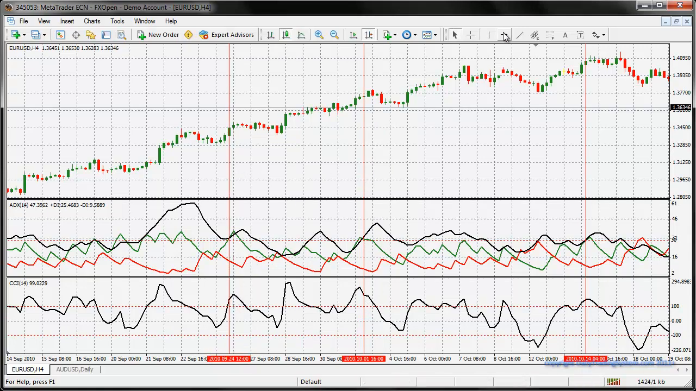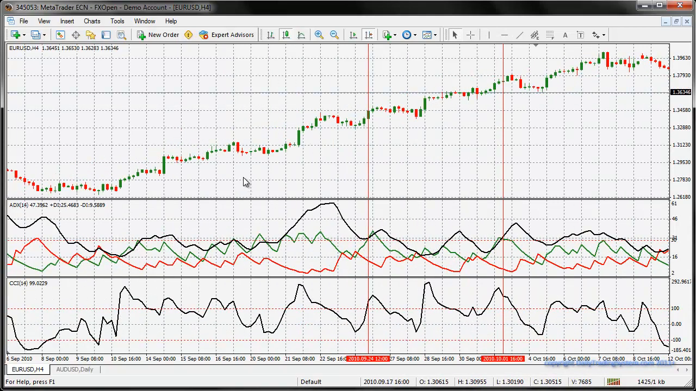Alright, and this actually qualifies, and eventually the market does go up. Alright, here's another one right here, and we are above the 100, so that's pretty cool.